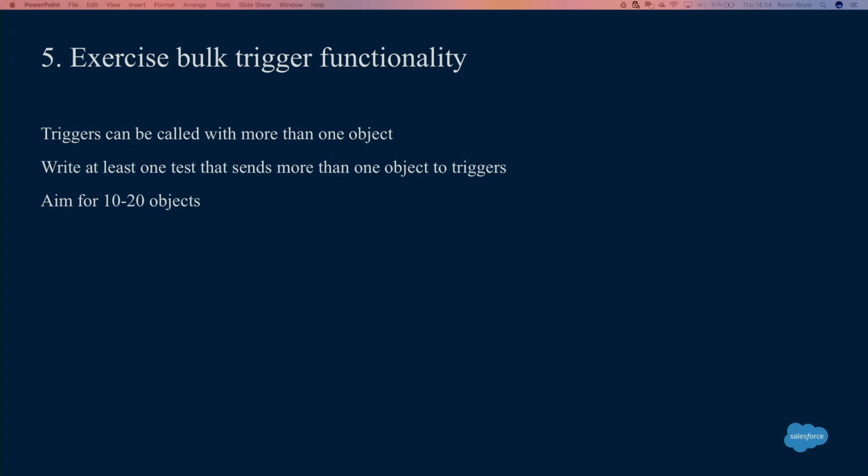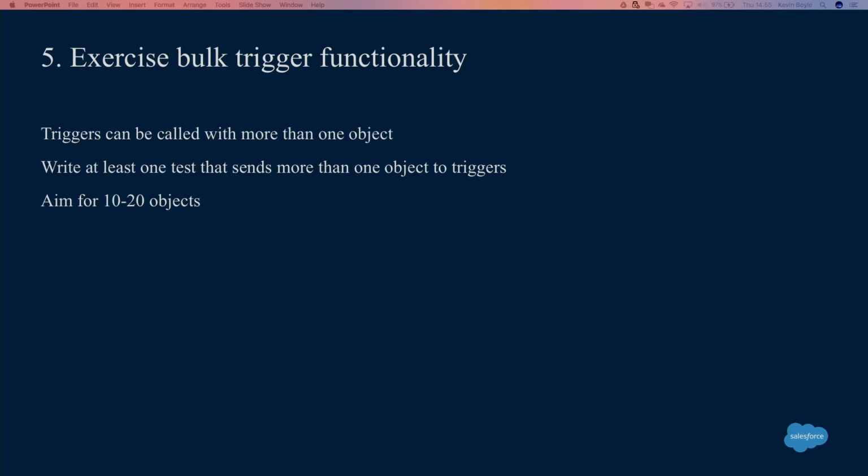Fifth is to exercise bulk trigger functionality. So this isn't really about testing the performance of the system, because obviously when you're testing, you don't know quite what environment you're going to be running in. It's just about verifying the correctness of your code.